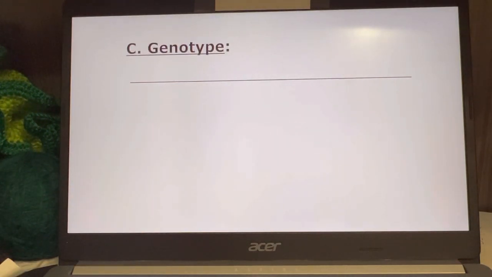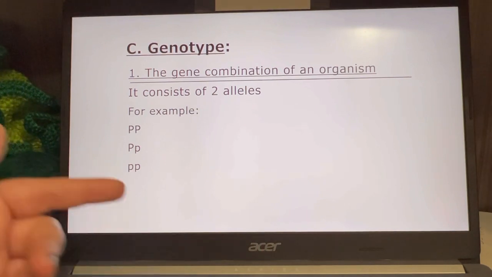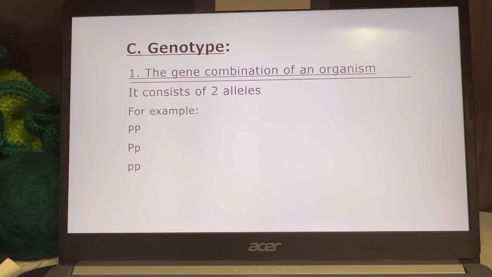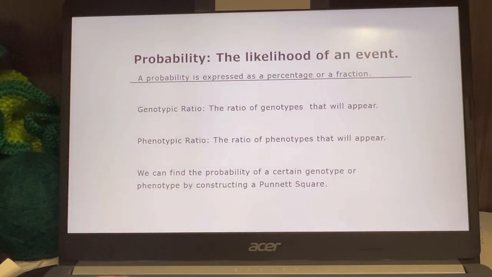Okay? So genotype, the gene combination of an organism, consists of 2 alleles. For example, 2 uppercase P's, an uppercase P and a lowercase p, or 2 lowercase p's. Alright, that is a Punnett square. So the phenotype is the appearance. So the genotype determines the phenotype. Oh, go back.